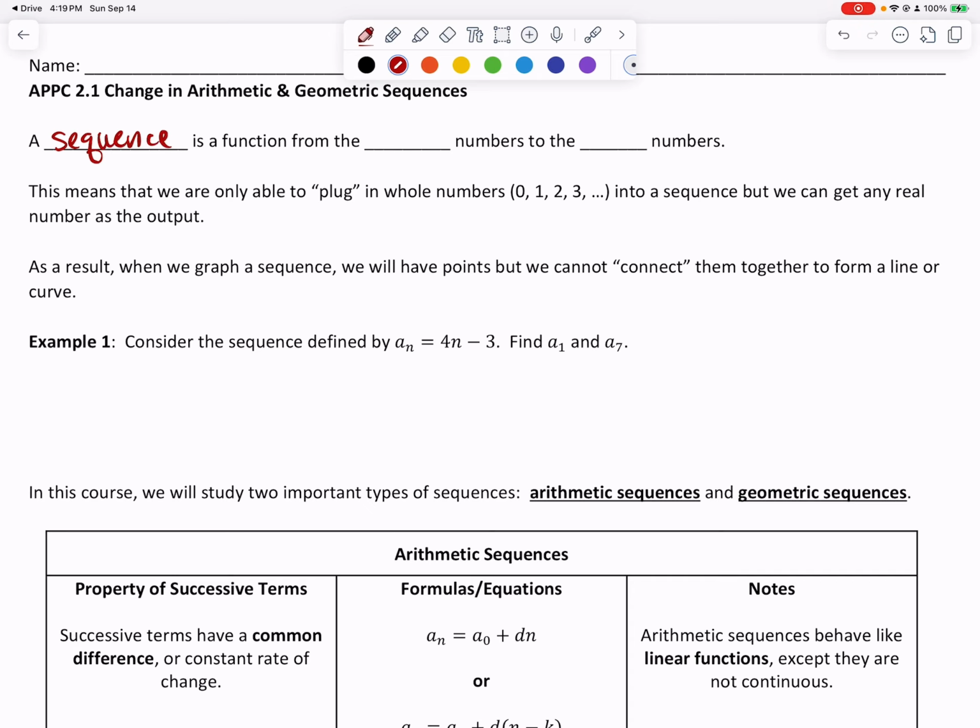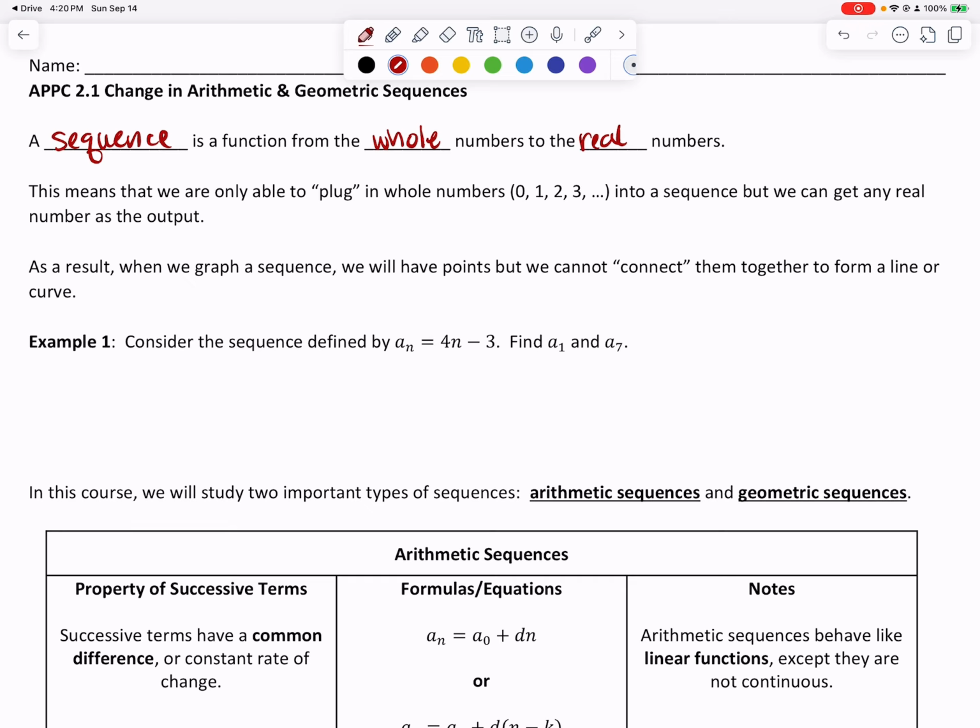A sequence is a function from the whole numbers to the real numbers. The whole numbers being 0, 1, 2. Sometimes we refer to 1, 2, 3, 4, 5, 6, 7 as the natural numbers, but the natural numbers do not include 0, and we do allow 0. We aren't going to see negative inputs, so just positive or 0. Whole numbers, those counting numbers. 1.5 is not a possible input, but we can get any real number as the output. 1.5 can come out of the function, or an irrational number like the square root of 2.